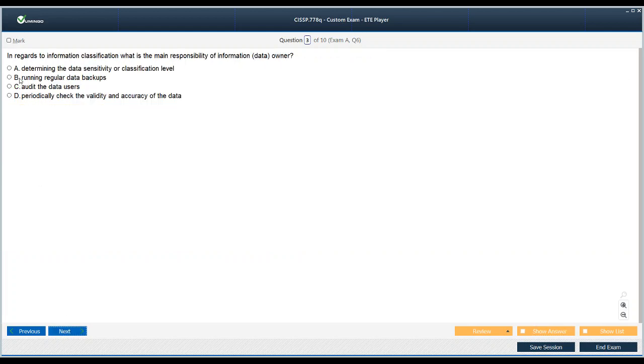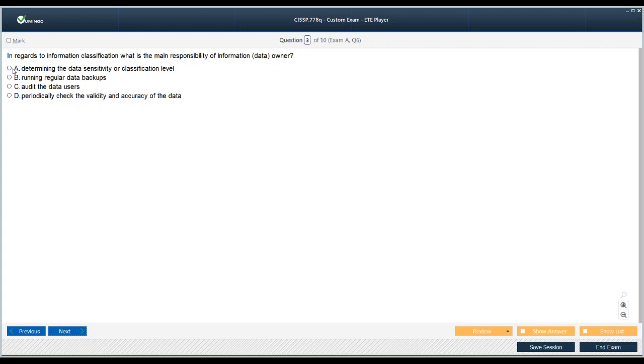Moving on to question three. In regards to information classification, what is the main responsibility of the information data owner? You may get some options which depict more than one responsibility of the information owner, but you have to select the main, the primary, the star responsibility of the information or data owner.